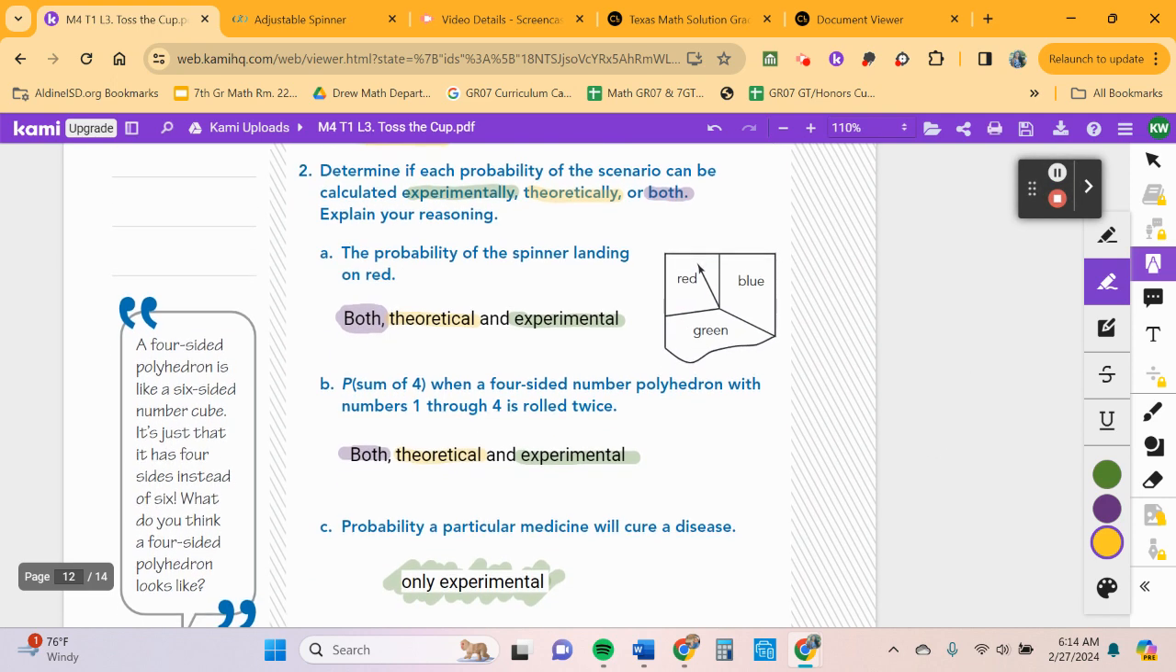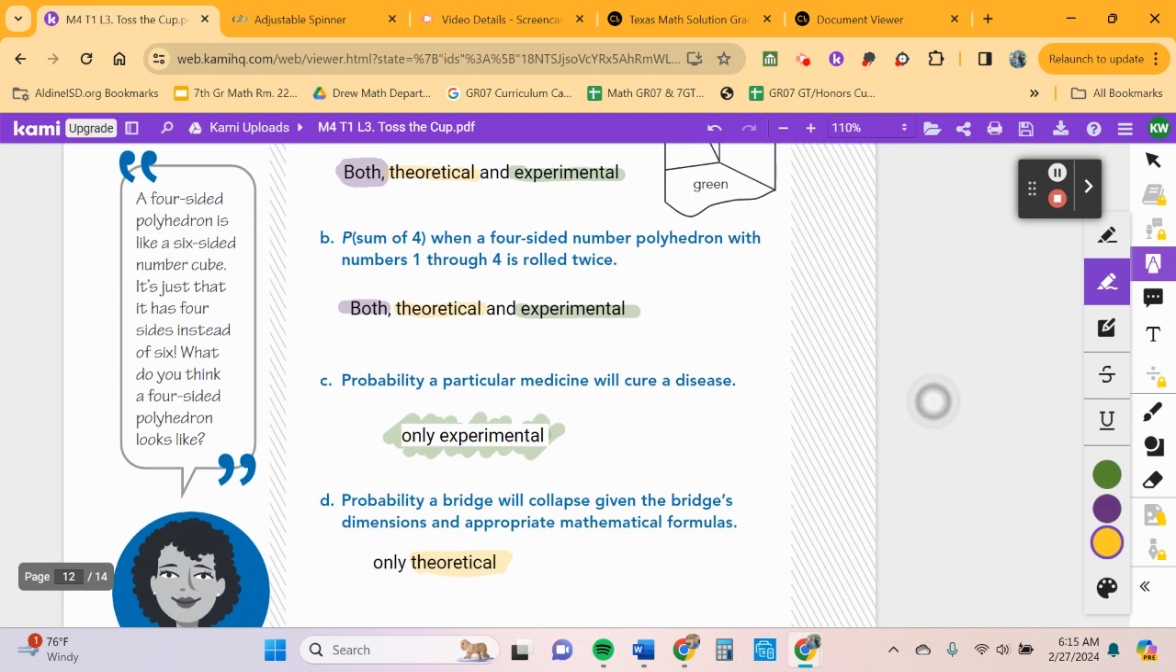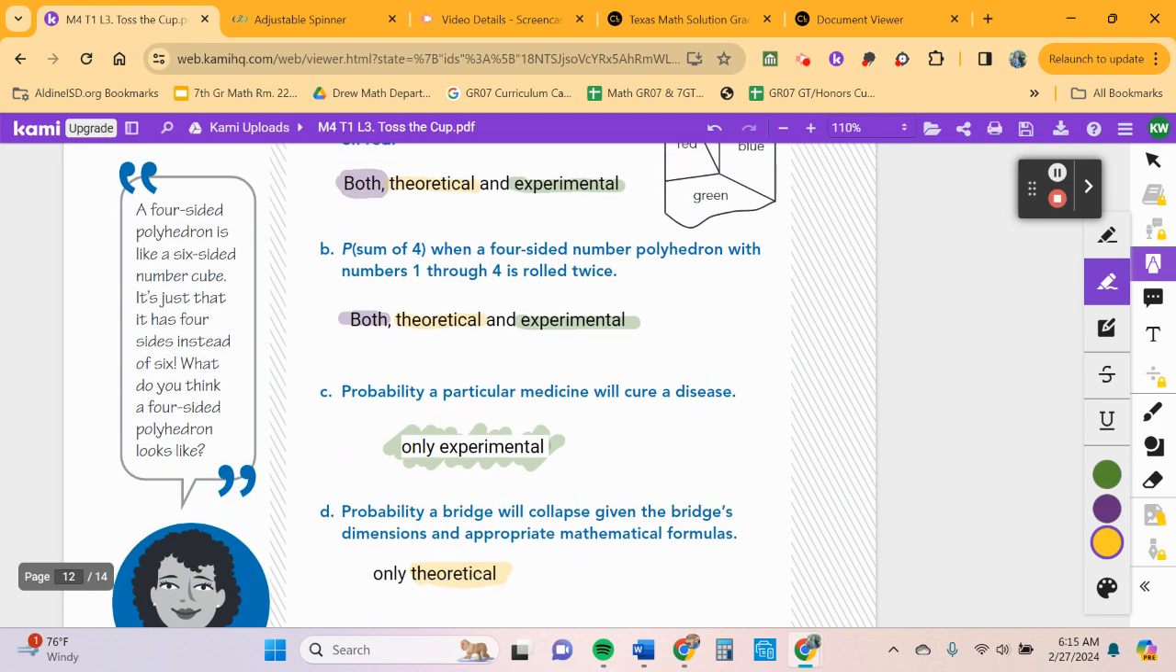For 2C, determining if a particular medicine will cure a disease, well, that is experimental only. I can't predict that based off of any type of numbers or data unless I actually get the data itself. So only experimental. And then part D, if a bridge will collapse given its dimensions and appropriate mathematical formulas, I can only theoretically find that probability. It is kind of unlikely that builders will build multiple bridges to find the experimental probability of that. Possible, but highly unlikely. So only theoretically you can determine that probability.